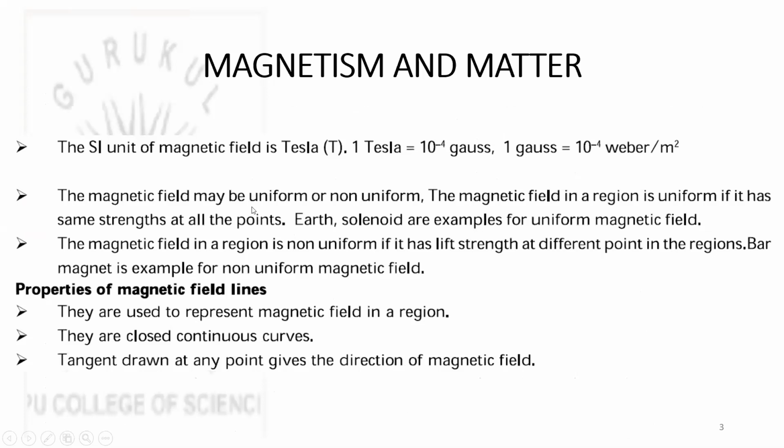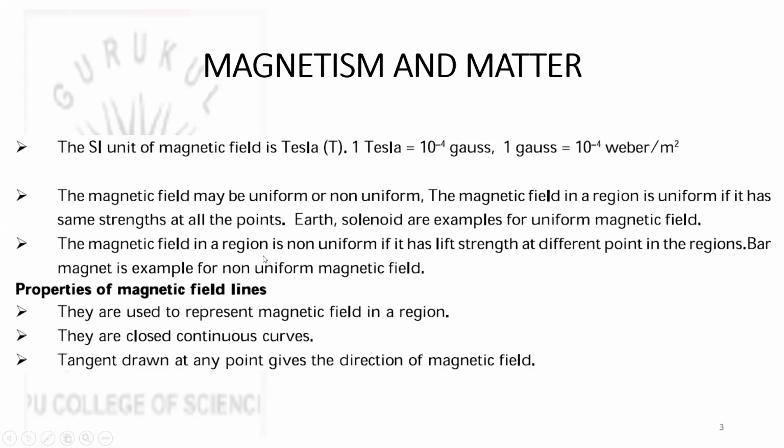Then the magnetic field may be uniform or non-uniform. The magnetic field in a region is uniform if it has the same strength at all points. Earth and solenoid are examples of sources which produce a uniform magnetic field. Or in another way, we can say the magnetic field due to Earth and the magnetic field due to a long solenoid are examples of uniform magnetic field.